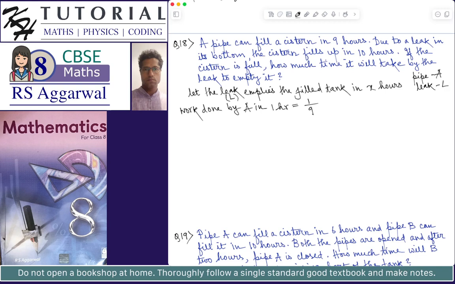And from the assumption that the leak empties the filled tank in x hours, we can say work done by L, L means the leak, in 1 hour is equal to minus of 1 by x, because the leak is working as an outlet. So the work done by an outlet is always negative. So minus of 1 by x.